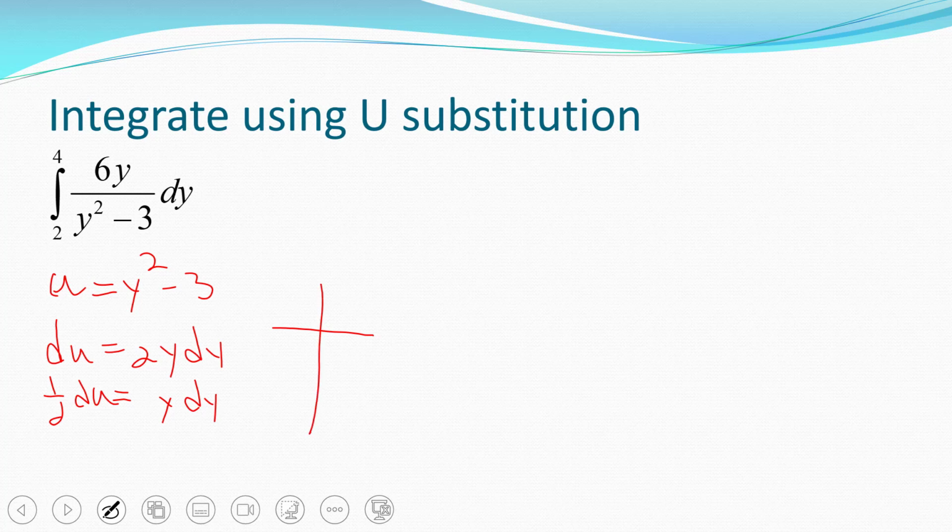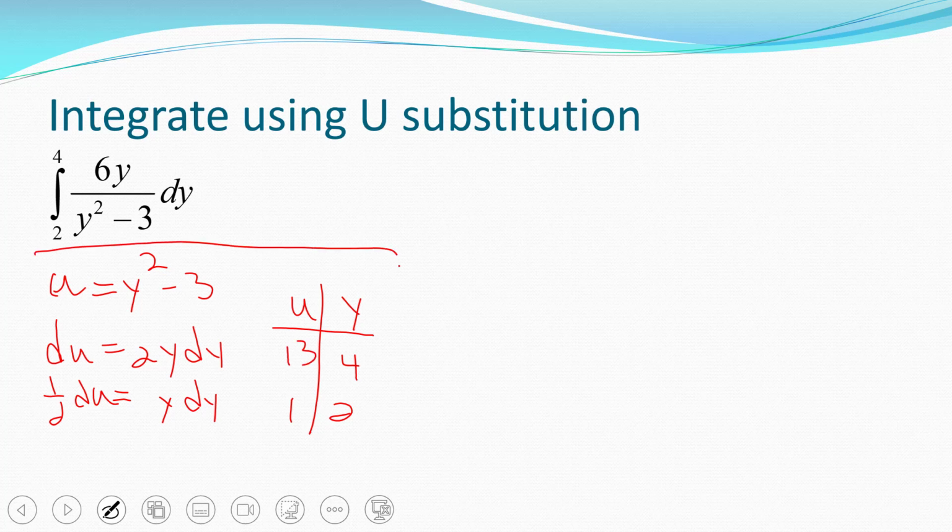Also, at the same time, I'll have u values and I'll have y values. Y values are 2 and 4. And I can find the corresponding u values by just evaluating u in terms of those y's. So when y is 2, u is 2 squared minus 3, that's 1. And if y is 4, u is 4 squared minus 3, that's 13.